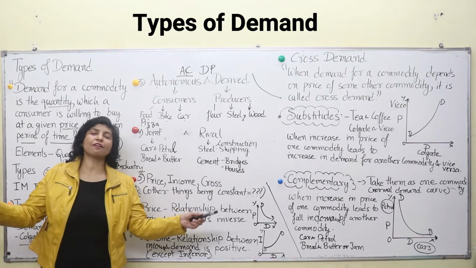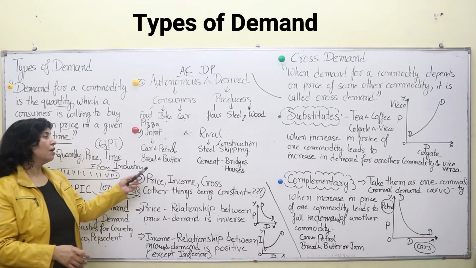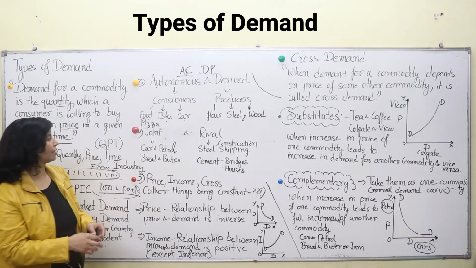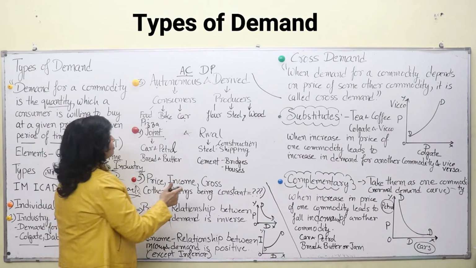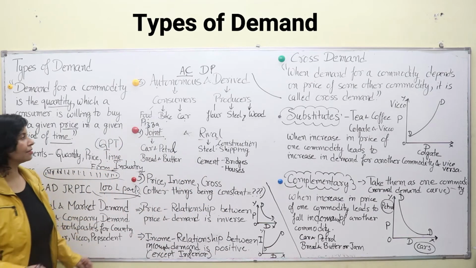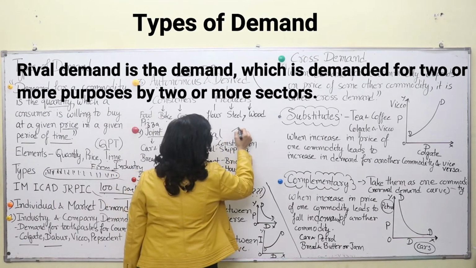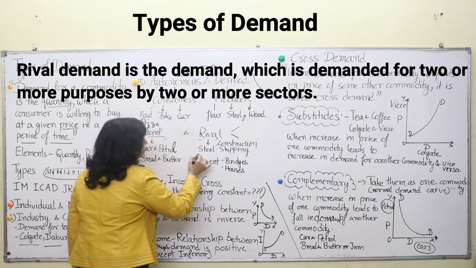So there may be n number of demands in your locality, in your nearby vicinity, which are demanded jointly. Okay, so this is known as joint demand. They are demanded in a combined manner. Then rival demand, which is competing demand. Say for example, when things are being competed for by one another. Say for example here steel.